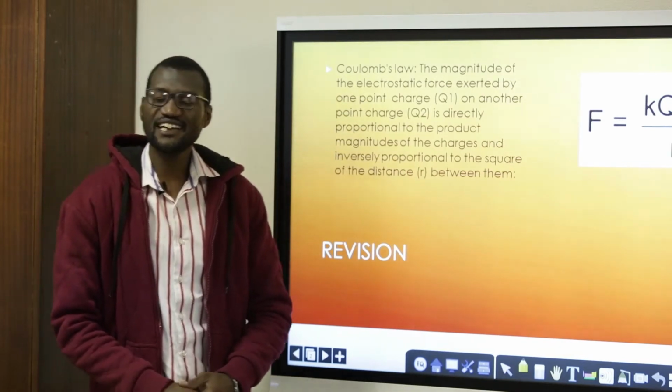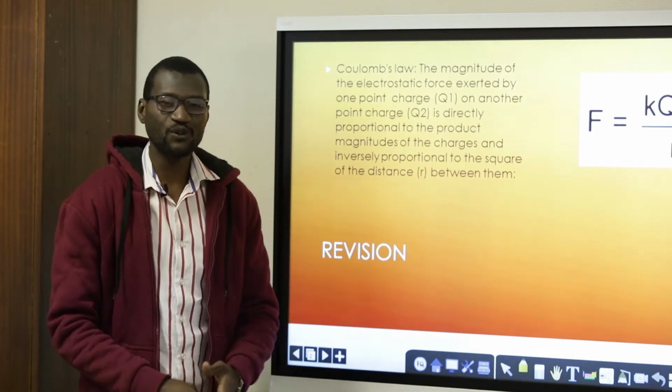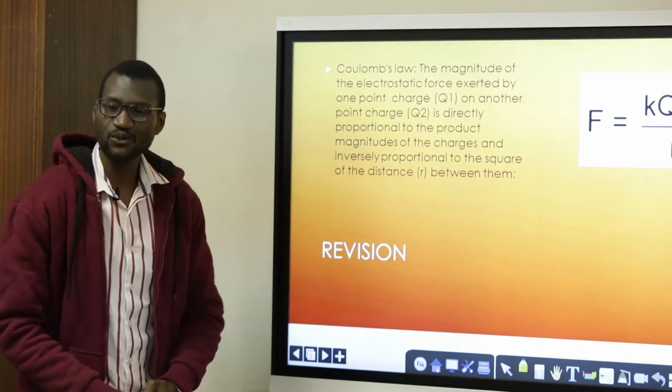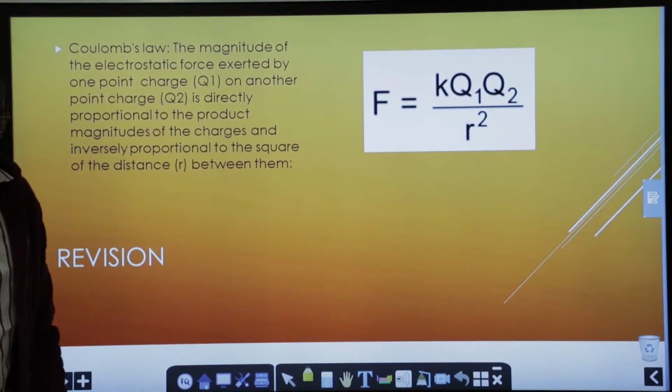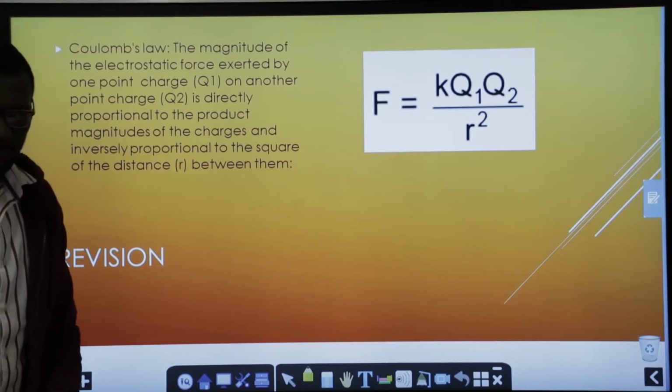Most of the things in science involve a particular law. Electrostatics involves what we call Coulomb's law. Coulomb's law states that the magnitude of the electrostatic force exerted by one point charge, Q1, on another point charge, Q2, is directly proportional to the product of the magnitude of the charges and inversely proportional to the square of the distance between them.